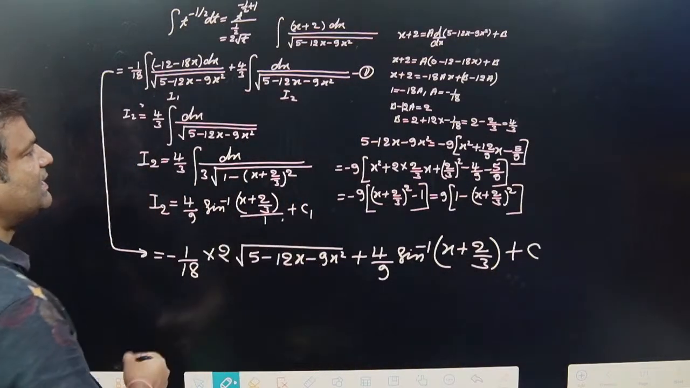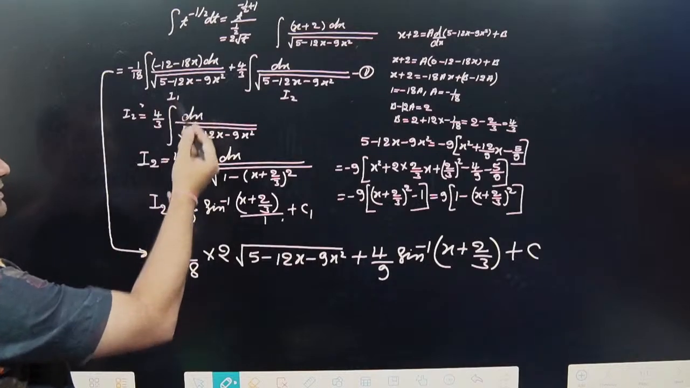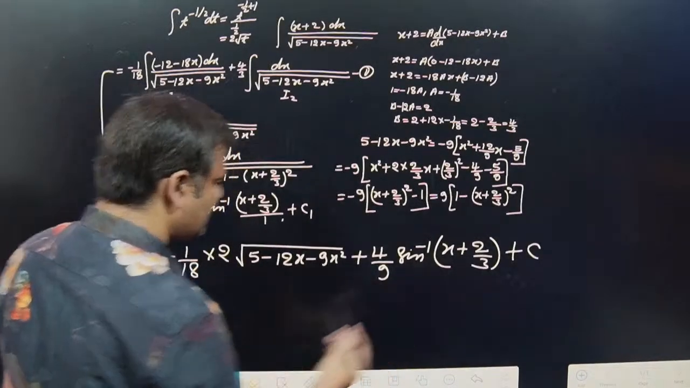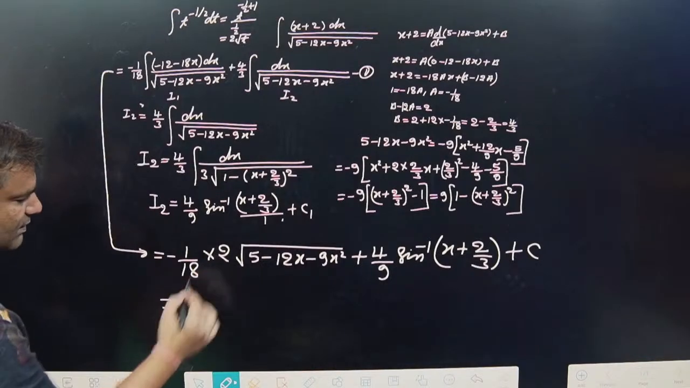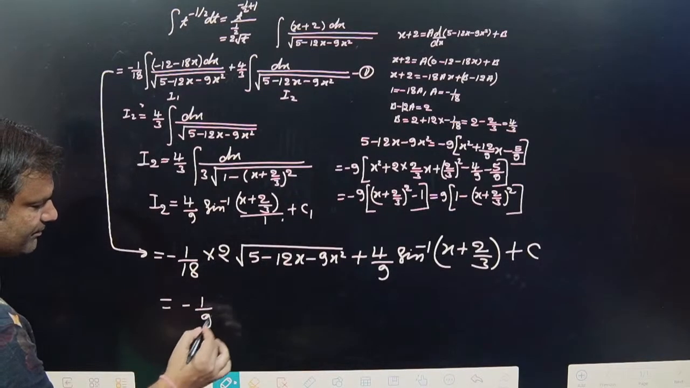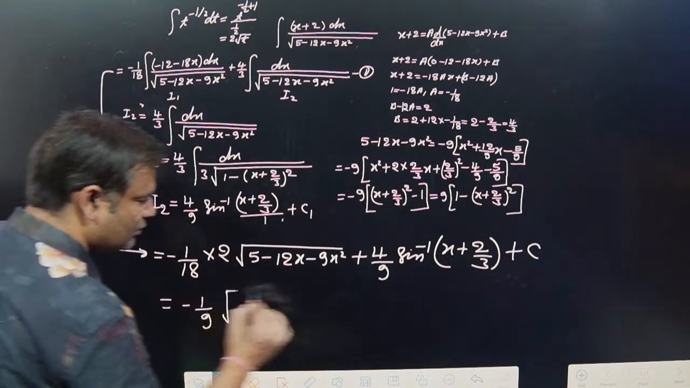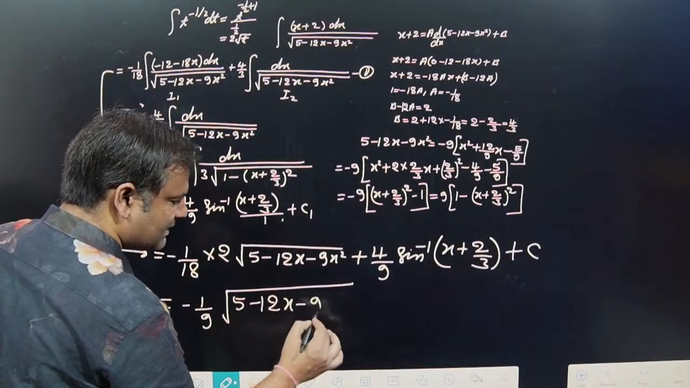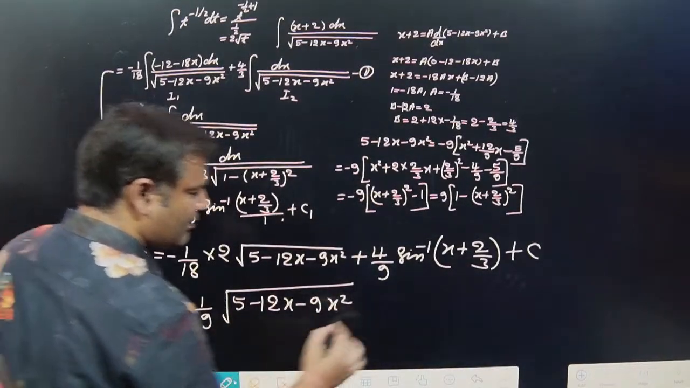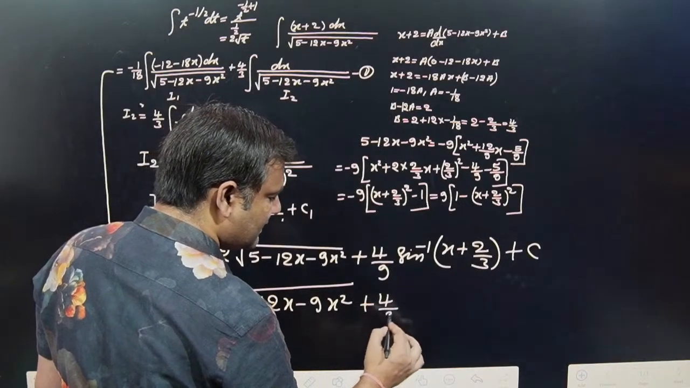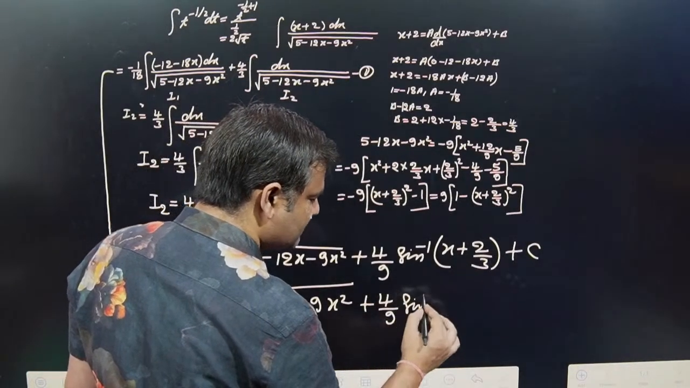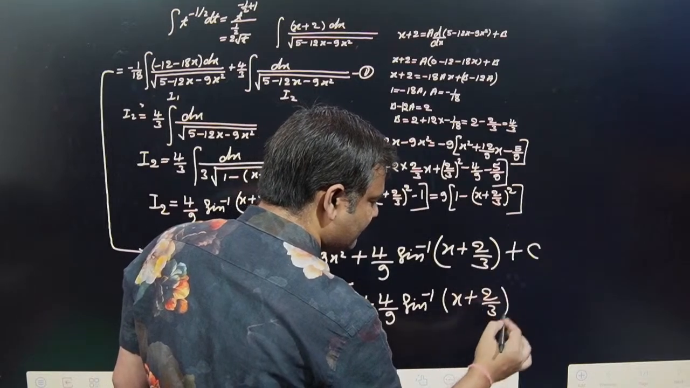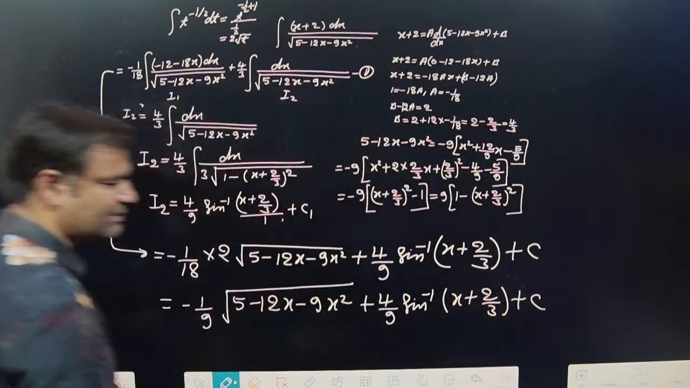This constant C1, and after this one integrate, then we got another constant C2. So C1 plus C2 is how much? C. So finally minus 1 by 9 under root 5 minus 12x minus 9x square plus 4 by 9 into sine inverse x plus 2 by 3 plus c is the right answer.